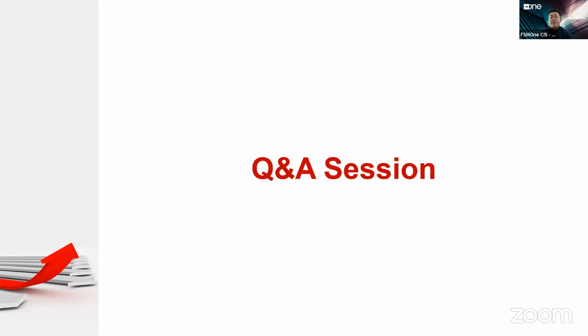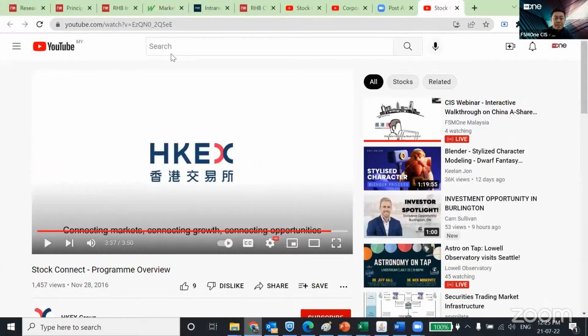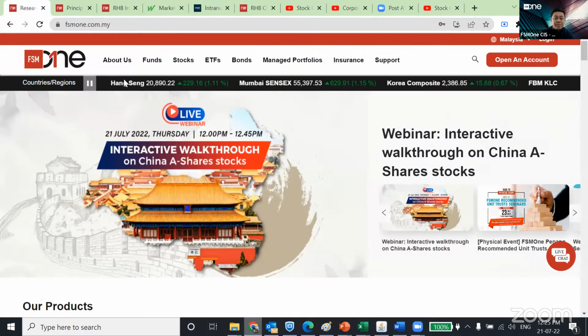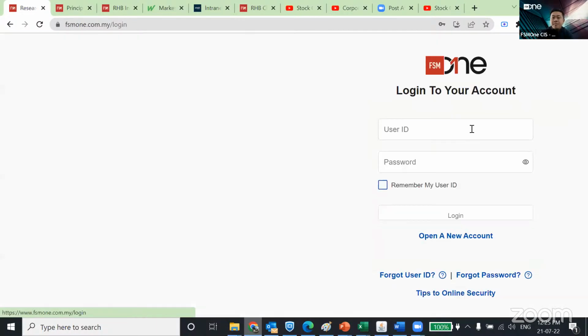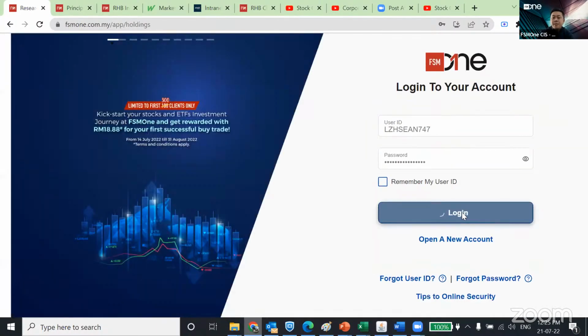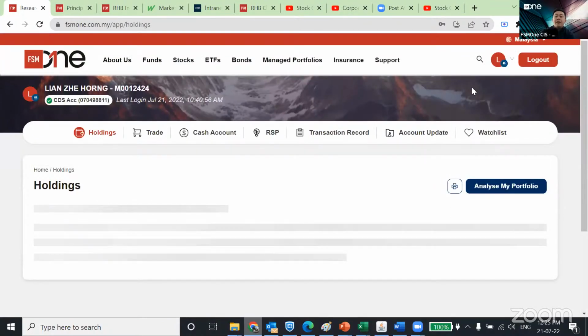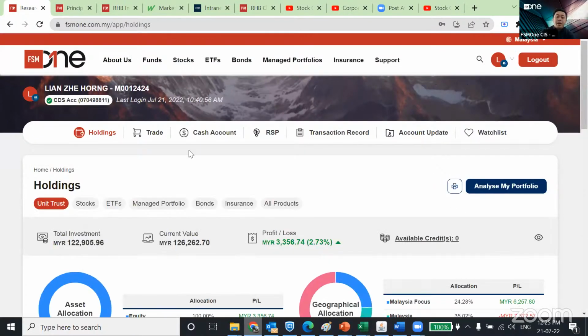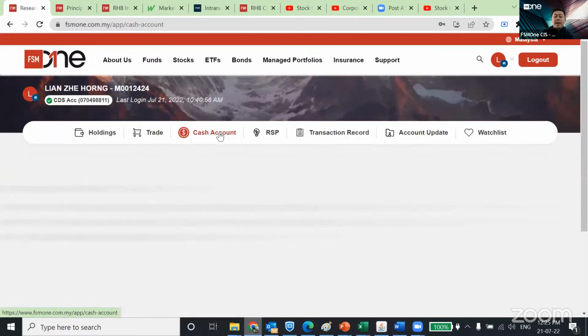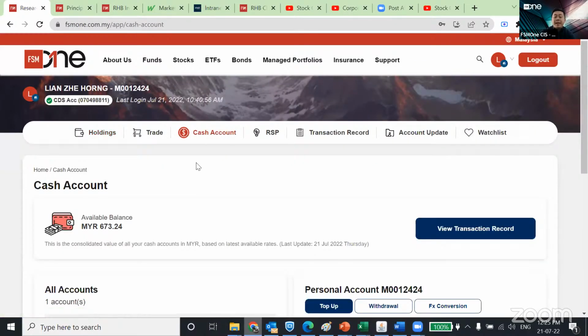So, before we go to the Q&A section, just now I promised you to run through the cash account feature with you. So let me share my screen. So this is our website. After we log in, you are able to go to the cash account. The cash account is the parking facility in our platform.